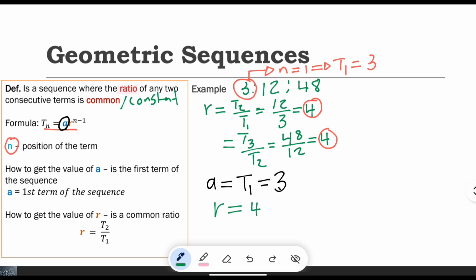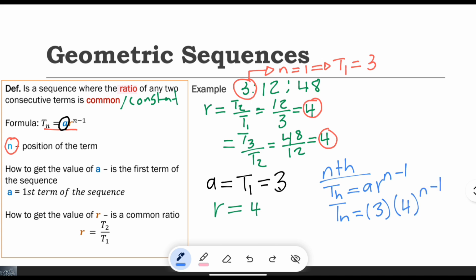Now, how do we represent the nth term for the geometric sequence? We say Tn = a r^(n-1). Our a is equal to T1, which is 3, and our r is 4, so Tn = 3(4)^(n-1). This is our nth term for geometric sequences. That's how we represent it.